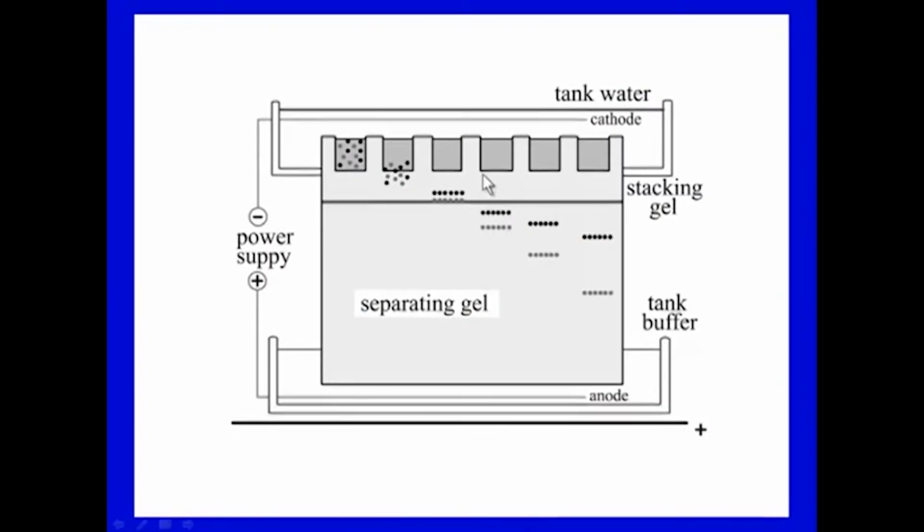Now, this figure shows the things very clearly. What you see here, like I showed you, there is a tank buffer with the cathode electrode, the negative electrode. There is a buffer tank below, a reservoir below, which is also filled with reservoir buffer. So, there is reservoir buffer here and here. There is a separating gel which is larger.